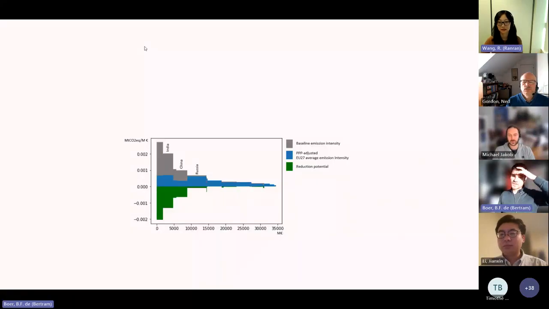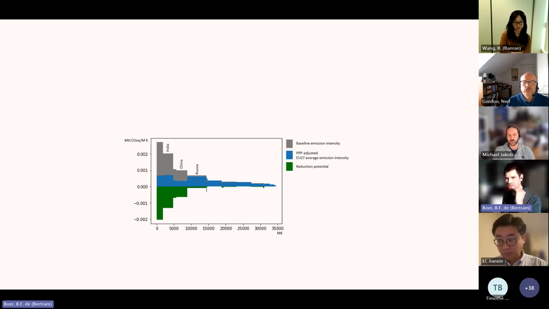Okay, great. So your question was how we calculated this reduction potential, right? Essentially it consists of two steps. On the one hand, it was calculating the average of emission intensity for the EU27. And what we mean with emission intensity is how much CO2 or how many greenhouse gases are emitted per million euro produced. We calculated it for the entire EU27 average, and then we compared that with all the emission intensities of non-EU countries, whether it was higher or lower or equal, and then we adjusted for that.